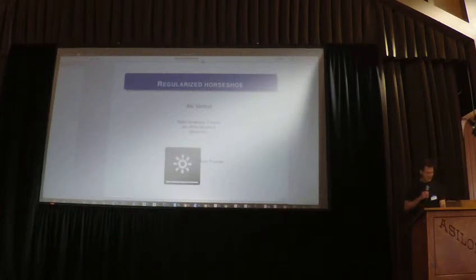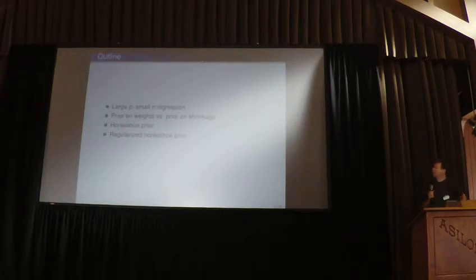So I used the opportunity to talk about the regularized horseshoe. This is joint work with Juho Piironen. The outline of the talk is this: the horseshoe prior and the regularized horseshoe. It's useful in large p, small n regression, when we have a lot of covariates but not many observations. I'll talk a little about priors on weights, and on the other hand, how we can think about priors on shrinkage, the horseshoe prior, and then the regularized horseshoe prior.